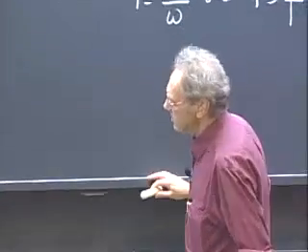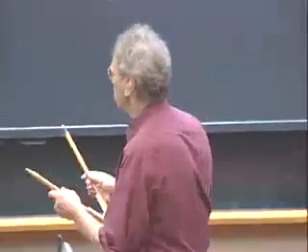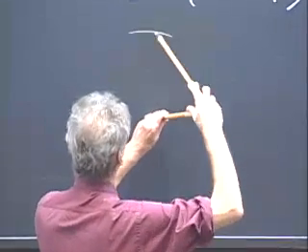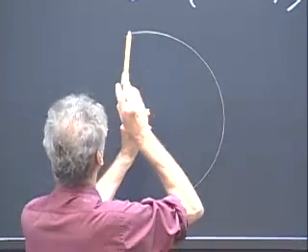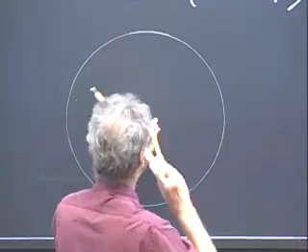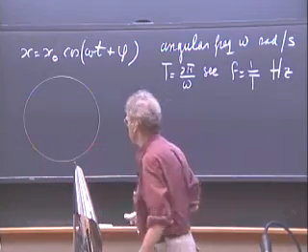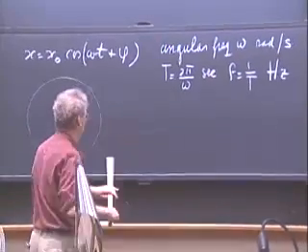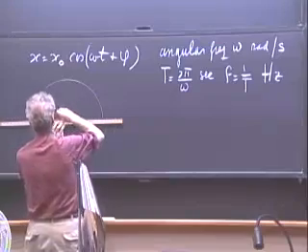If I have a uniform circular motion, and I project that uniform circular motion onto any line in the blackboard, then I get a simple harmonic motion. So I take, for simplicity, just this horizontal line, but I could take any other line.